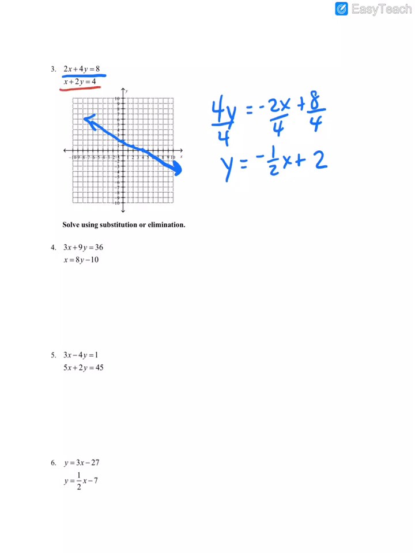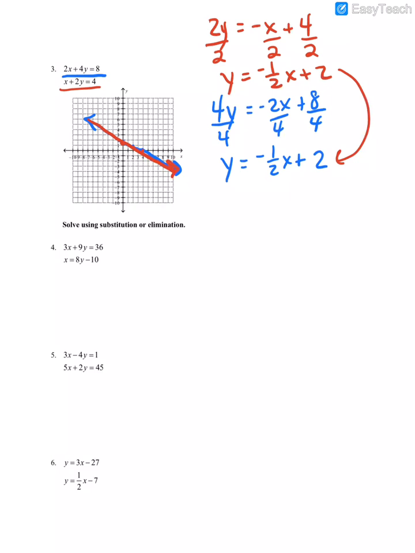Get y by himself for this one. So that's not negative, that's positive. 2y is equal to negative x plus 4. Divide everybody by 2. So y equals negative 1/2 x plus 2. Same equation. So there's an infinite number of solutions because it's the same line.